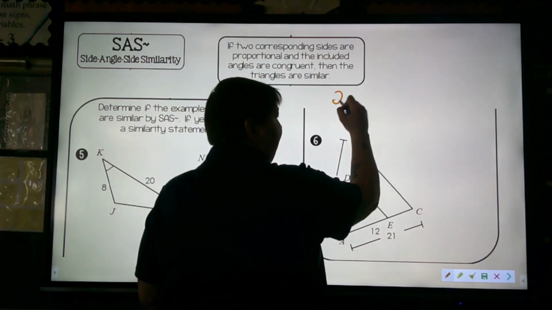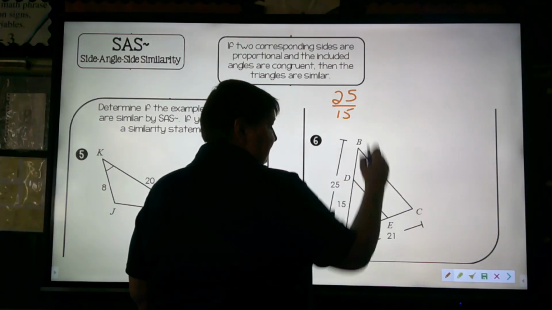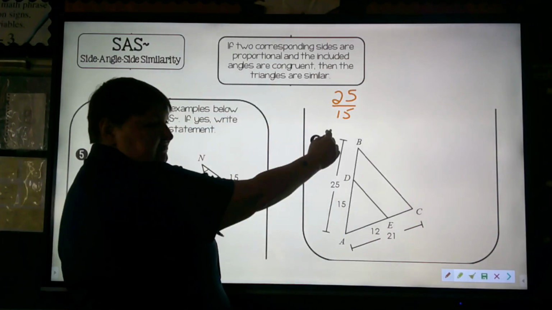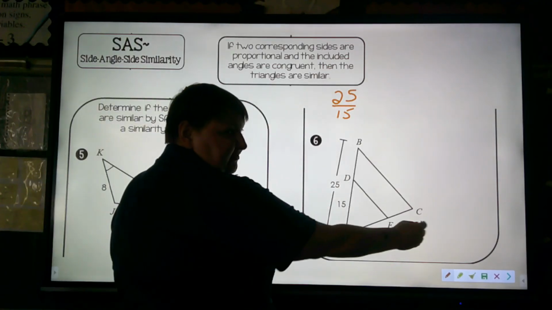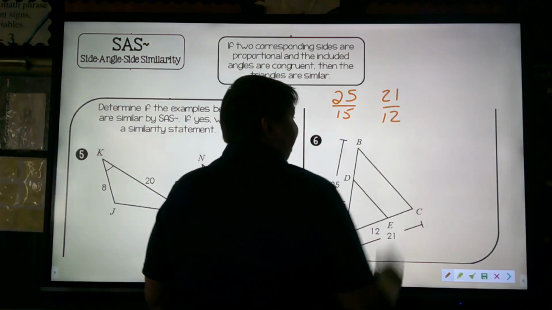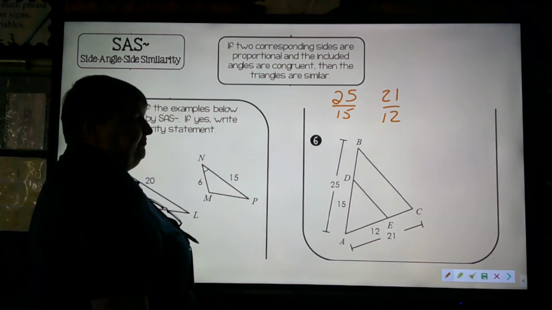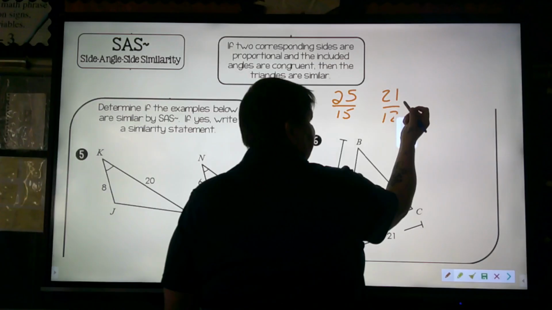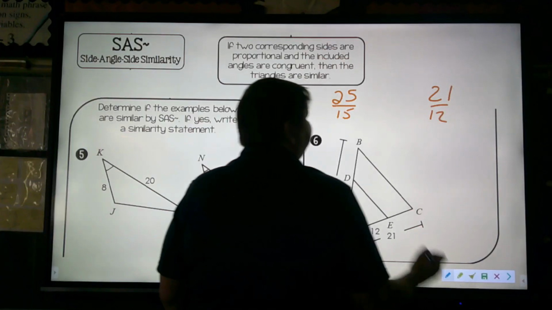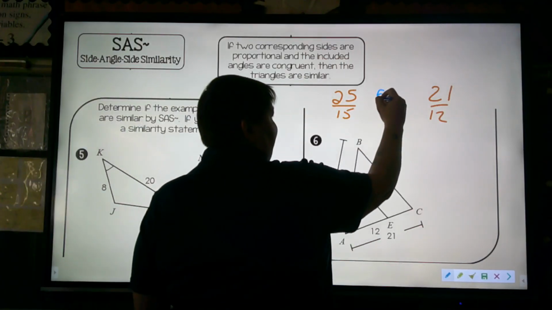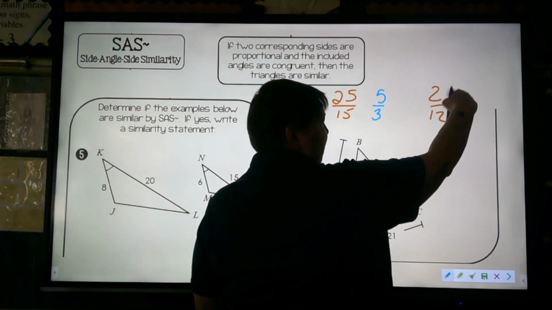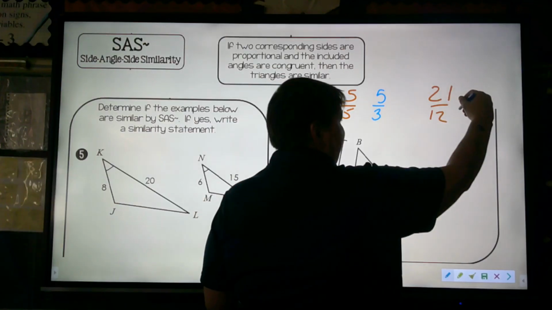25 over 15. And I did the big triangle first, which means I need to do the big triangle first. 21 over 12. Simplified. Let me give you some space there. What is it? 21 over 12. Both of these can be divided by 5. Both of these can be divided by 3.